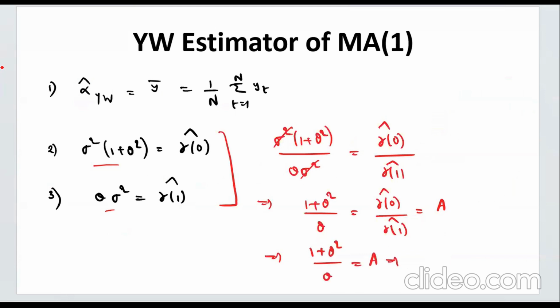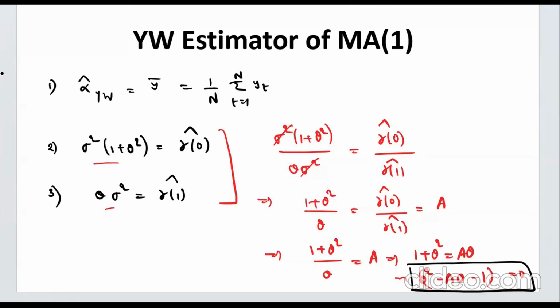This is a quadratic in theta. So you can write it as 1 plus theta square equals A theta, or theta square minus A theta plus 1 equals 0. So this is a quadratic function, right? And when you solve this, you will have two values of theta. Whenever you solve a quadratic equation, you have two values of theta.